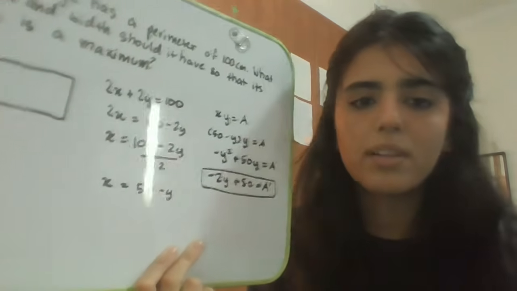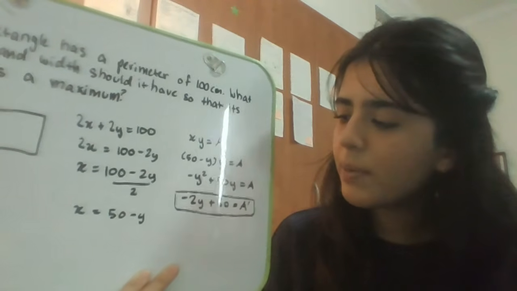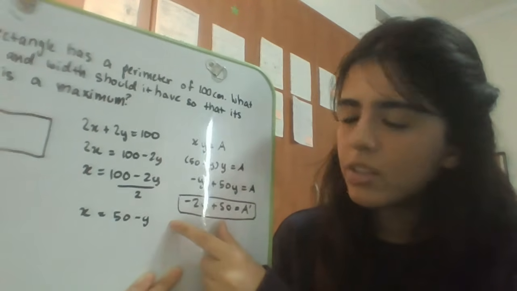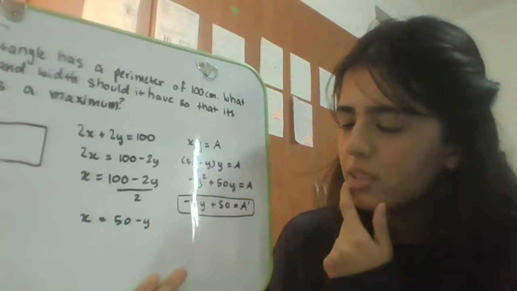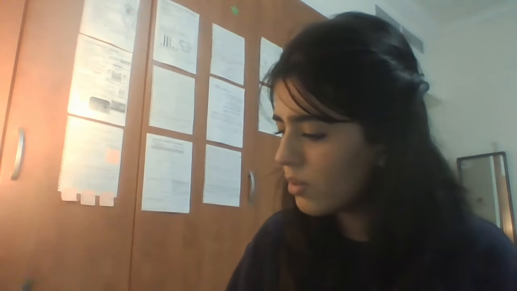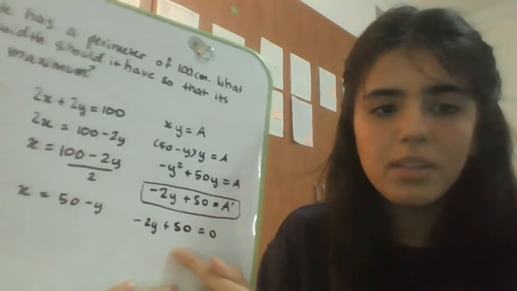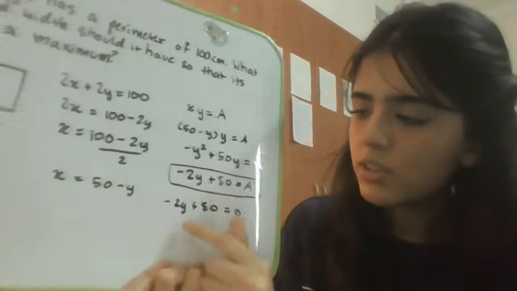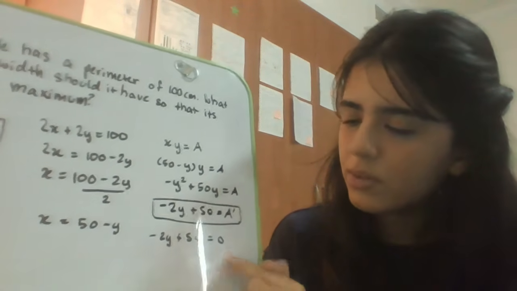Okay guys, so here's the derivative of A. I wrote it right here. Now the next step is make this whole equation equal to 0. So substitute A prime as 0. It will be negative 2y plus 50 equals 0. So I'm going to write that down real quick. And then after that, you're going to solve for y. Negative 2y plus 50 equals 0. Now you're going to rearrange and find just the value of y. So move 50 to the other side and then divide it by negative 2. Let me write that down.